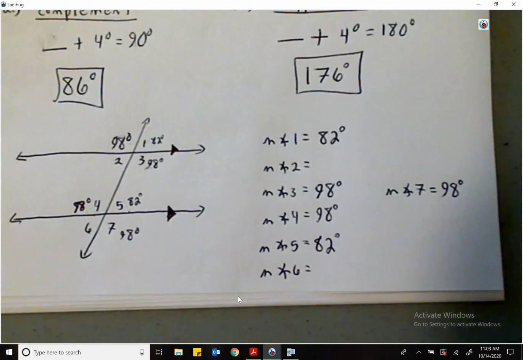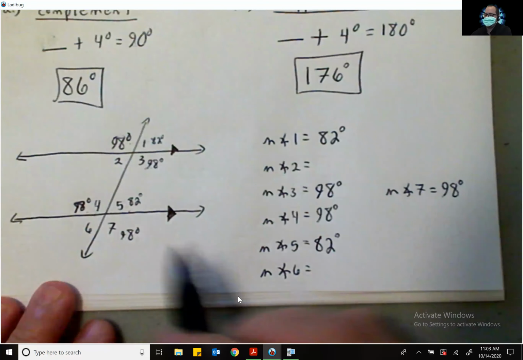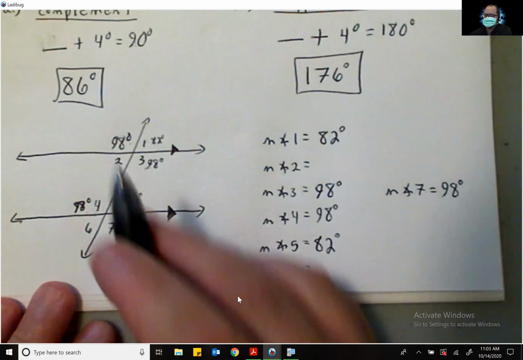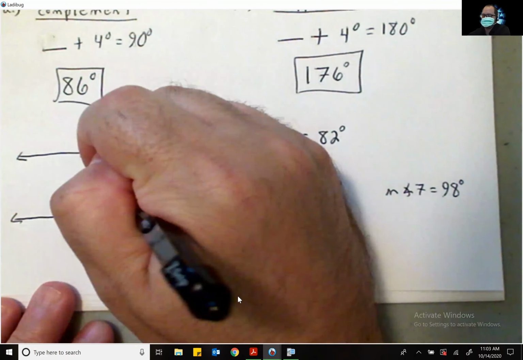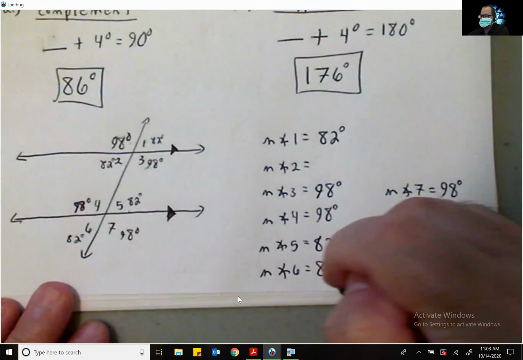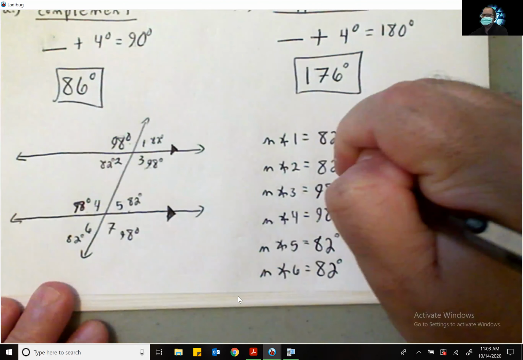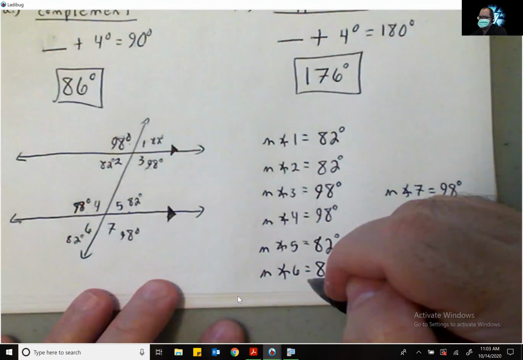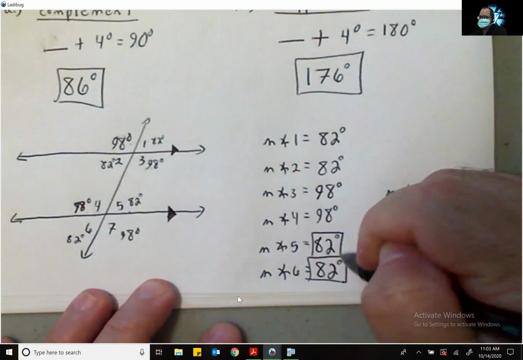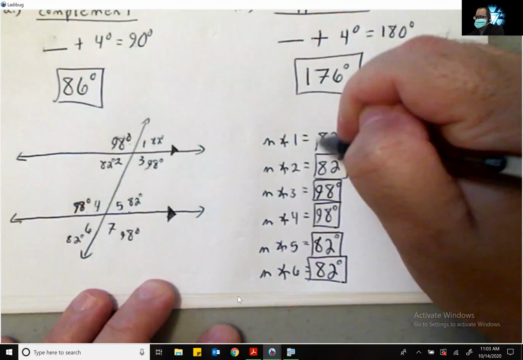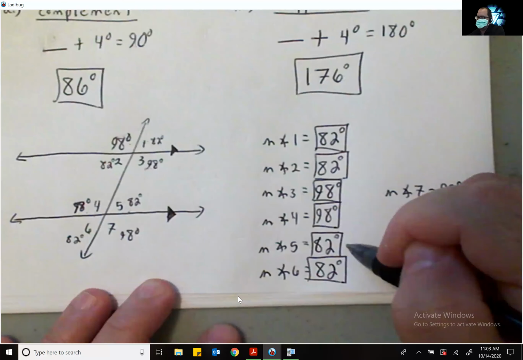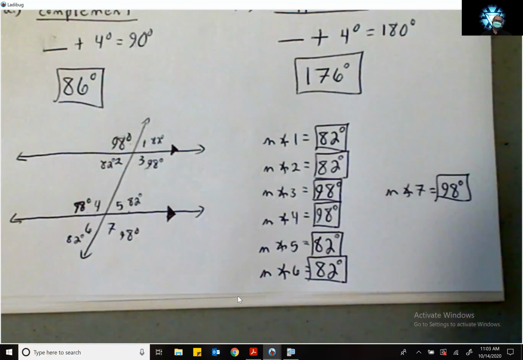Well, 2 and 1 are congruent, so 2 is also 82, and 6 is 82, it's congruent with 5. You got it. Again, vertical angles. Vertical angles are always congruent. So this is 82 degrees. And vertical angles again, this is 82 degrees. There you go. There's all of the answers. So 82 degrees, 82 degrees, 98 degrees, 98 degrees, 82 degrees, 82 degrees, 98 degrees. There you go.